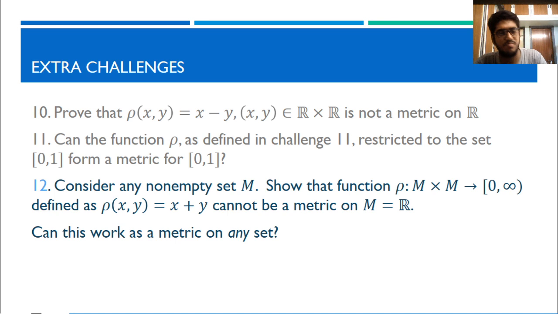Simple again. Consider any non-empty set M. We are considering the function rho of x comma y is equal to x plus y. Can it be a metric on M equal to R? And the second question, can this work as a metric on any set? So think about it, type in your answer. When I tell you, you can post it.